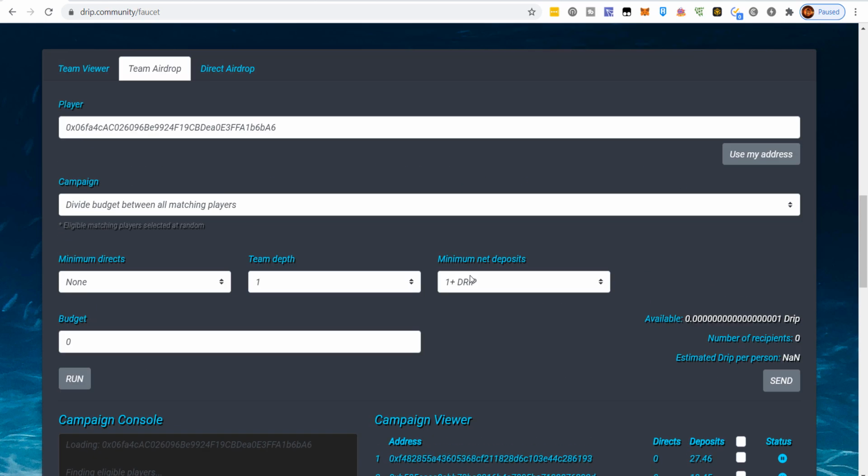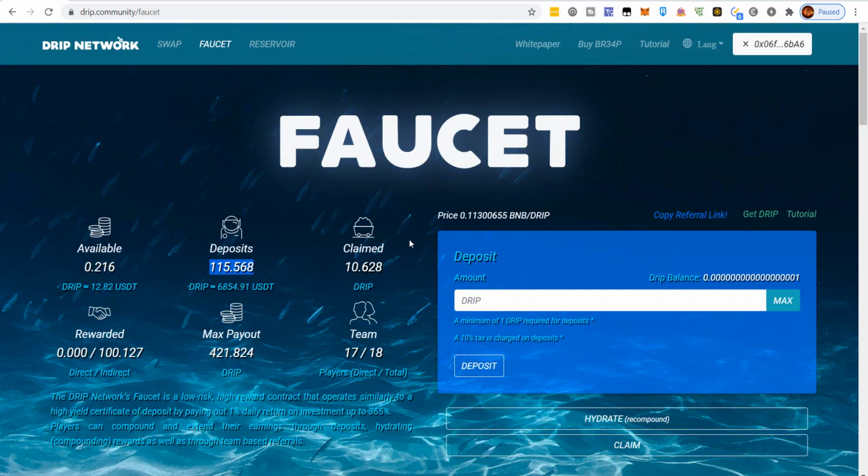Everyone else, great job. Keep in mind, get your funds out, and then we're going to ride this thing as far as it goes. Who knows if the price goes up? Who knows if the price goes down? Once you get your funds out, it's a free ride to the future of wherever drip may go.